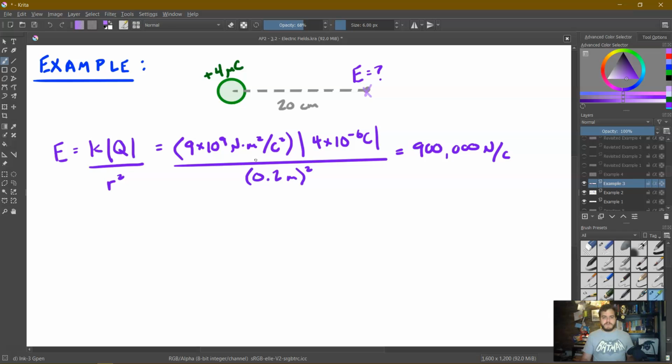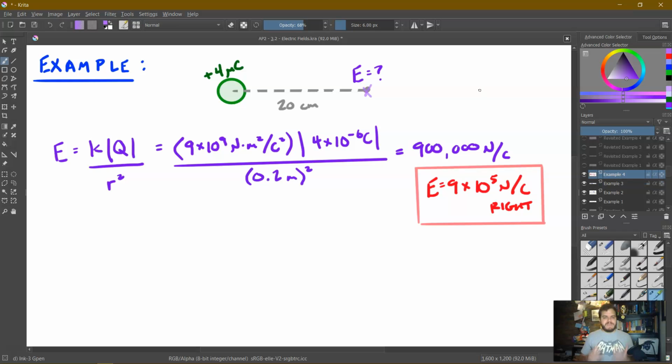I plug in Coulomb's constant, 4 times 10 to the minus 6 coulombs, because micro means minus 6. I have to change the centimeters to meters, 0.2 meters squared, and I get 900,000 newtons per coulomb, which sounds like a humongous amount, but remember, a coulomb is really big, and electric forces are also really big. So, additionally, this will be specifically 9 times 10 to the 5th newtons per coulomb to the right. And the reason why it is to the right is because this is a positive charge. A positive test charge would be pushed away from it, so therefore it's going to go to the right.